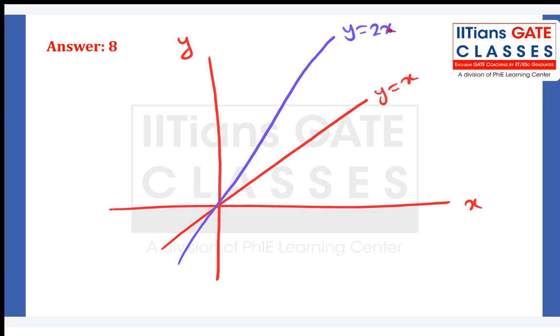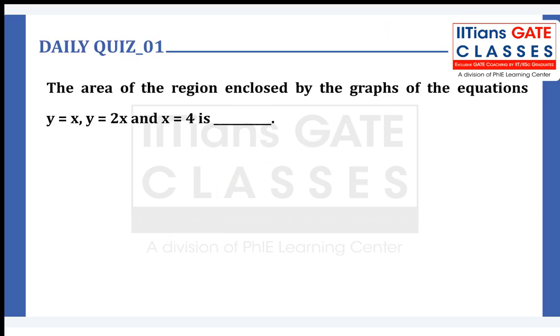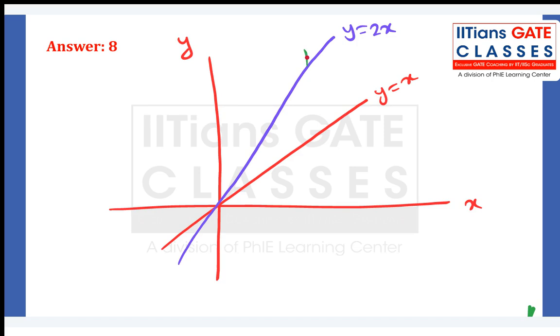And then you'll have x equal to 4, right? Yeah, x equal to 4 is somewhere around here. So let's say this is the x equal to 4 line. If you consider the area bounded by all these three lines, it is this area, which is shown by a green shade. So you are supposed to find the area of this triangle basically.